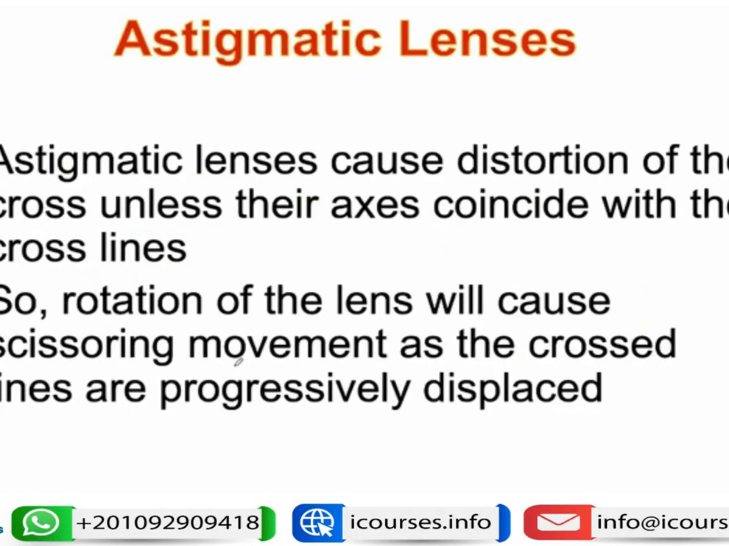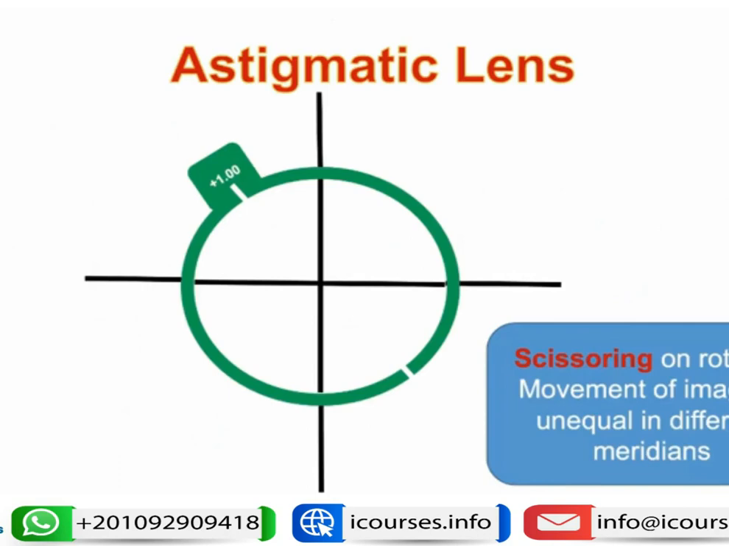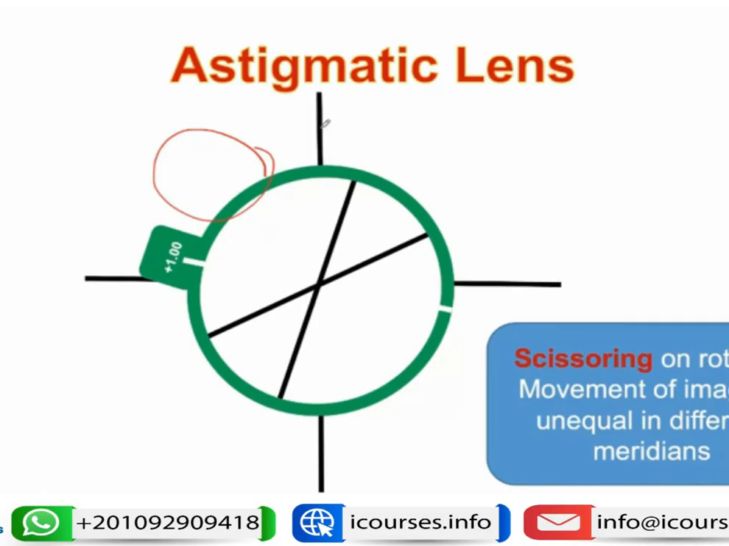So the astigmatic lens will cause distortion of the cross unless the axis is coinciding with the cross line. So the distortion is called the scissoring effect, which will give you an idea about the astigmatism. So what do we mean by the scissoring effect on rotation? Here is the +1 here. Note, if we rotate the lens like this, you will find that the cross is rotated. So the larger the cylinder, the more the rotation. So this means that this lens is not spherical only, because if it is spherical only, this rotation or this scissoring will never happen.